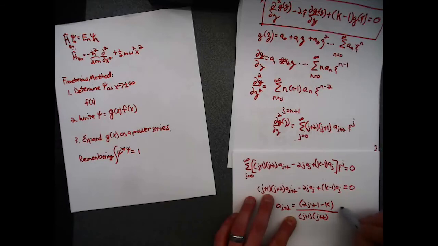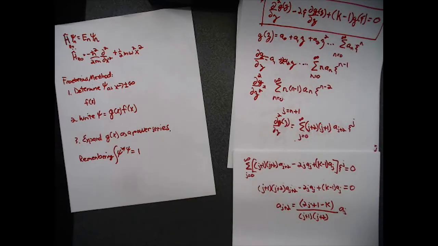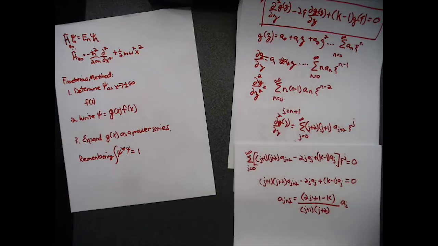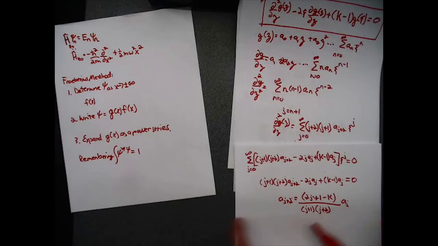Or in other words, this is a recursion relation. So if I know a sub j, I can find a sub j plus 2. It's a second order differential equation, so we get two arbitrary coefficients. We have to pick a number for a0 and a number for a1, and we can do that. If we start with a0, then we generate all of the even coefficients. If we start with a1, we generate all of the odd coefficients. However, we still have to ask the question of, is this normalizable?